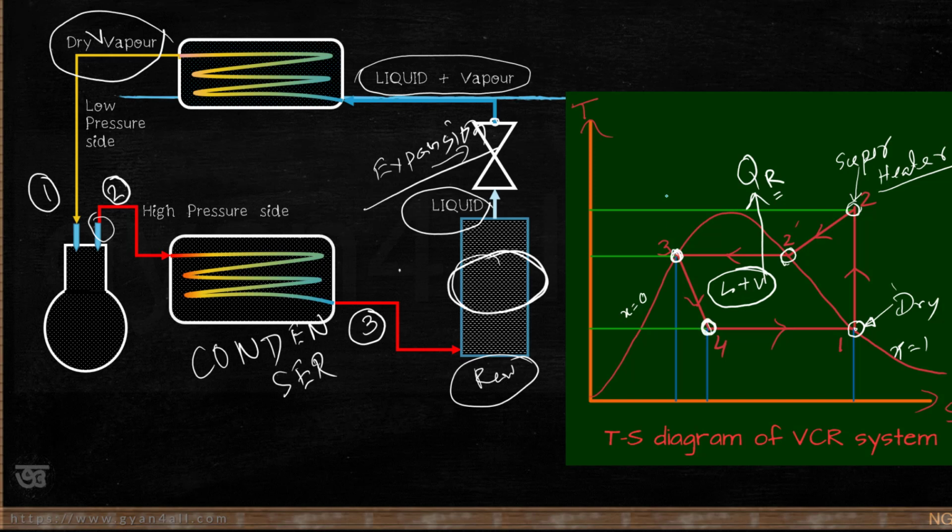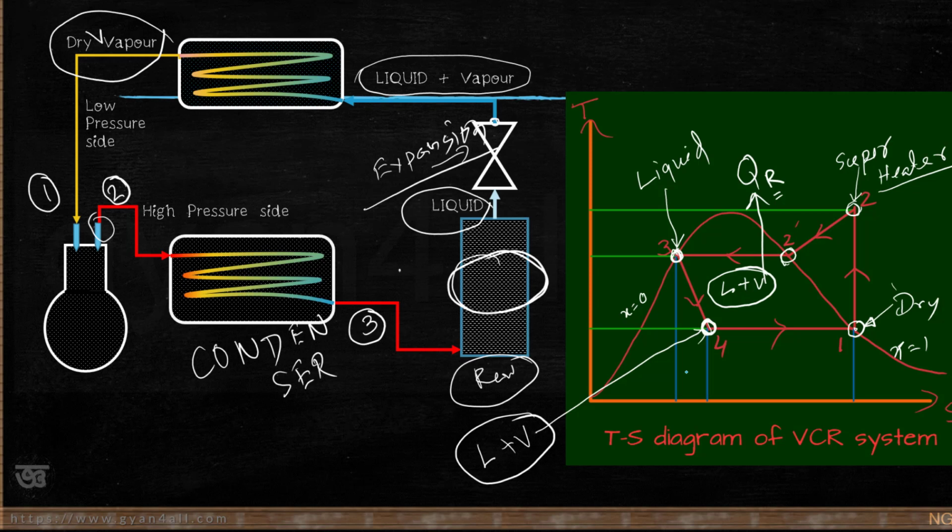At point 3 it was liquid, 100% liquid, and at point 4 it is a liquid plus vapor mixture. It is not dry, it is not liquid either. That means some fraction will be liquid and some fraction will be vapor.